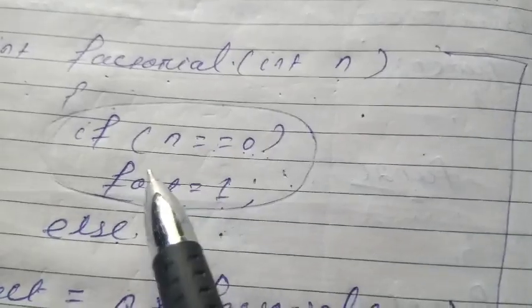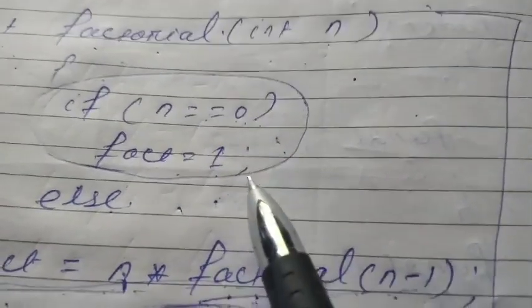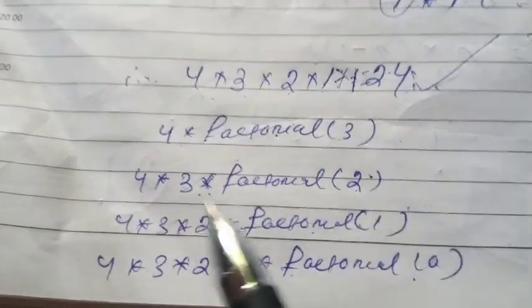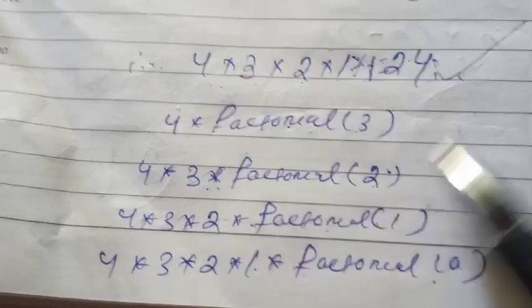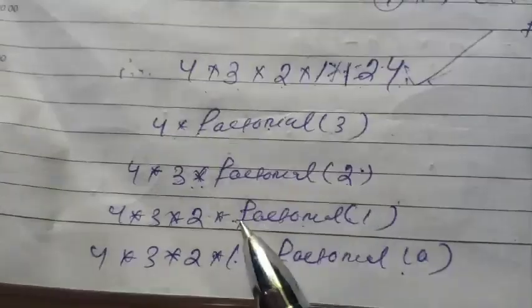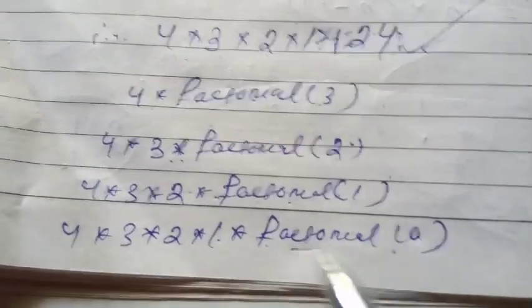Now n value is 0. So if n equal to 0, then fact equal to 1, so it will return 1. So finally what will we get? It will come like this: 4 into factorial of 3, then 4 into 3 into factorial of 2, it will work internally like this. So 4 into 3 into 2 into factorial of 1, then into factorial of 0. So this is the exit condition, you see. This is the exit condition.